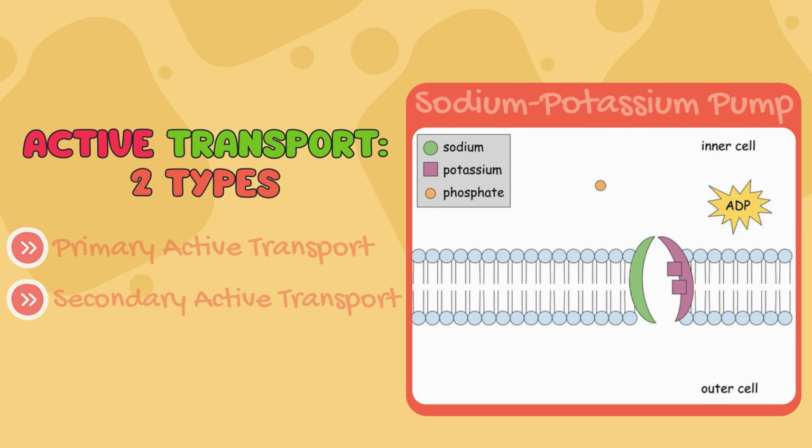Primary active transport uses ATP directly, while secondary active transport uses the electrochemical gradient created by the primary active transport. The most well-known example of primary active transport is the sodium-potassium pump, which moves 3 sodium ions out of the cell and 2 potassium ions into the cell.